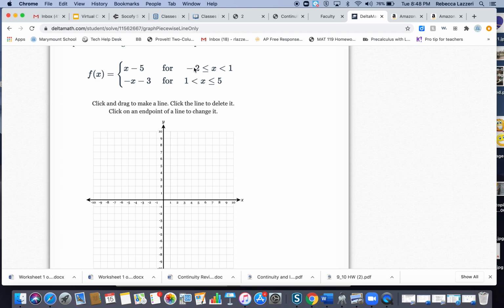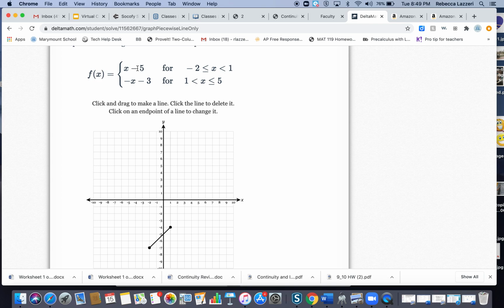So I'm going to start at -2 and go to 1. The first thing I do is I fill in -2 to this line. -2 minus 5 is -7. So I'm going to go to (-2, -7), and then I'm going to make a line that goes to (1, -4). Okay, like this. So I filled in -2 and I got -7, and then I go to the other end and I fill in 1 and I get -4.